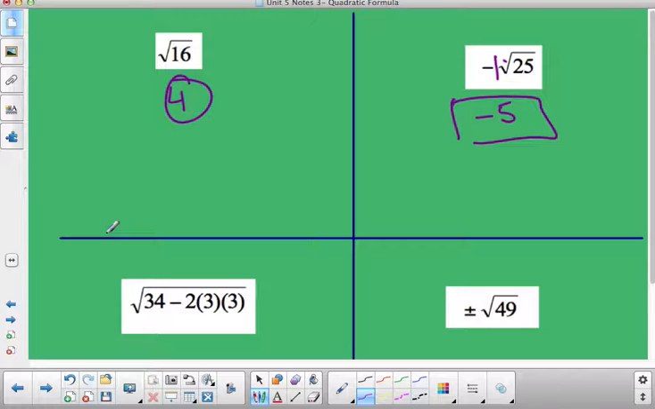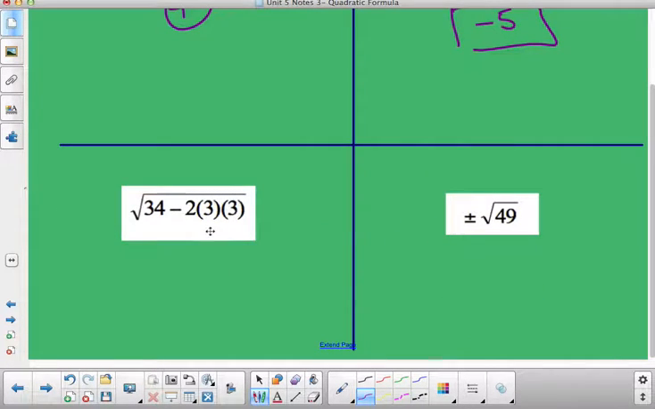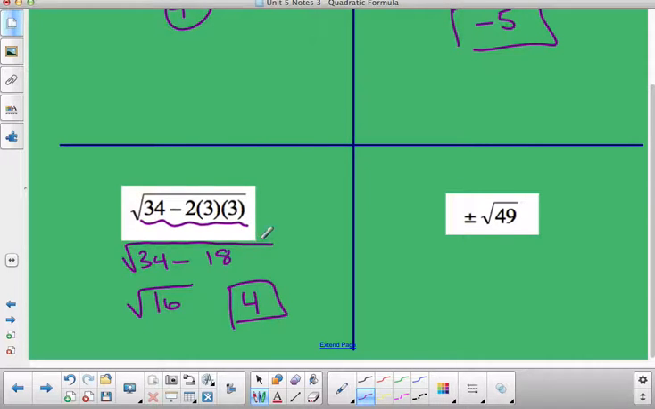In the one below it, if I simplify underneath the radical first, I use my order of operations. 34 stays the same. 2 times 3 times 3 gives me 18, so I'm going to subtract 18. And then 34 minus 18 is 16. Now the square root is the very last thing that I'm going to do. The square root of 16 is 4. That radical symbol is really like a grouping symbol. It groups everything that's underneath together, and I need to simplify all of those underneath before I take the square root.